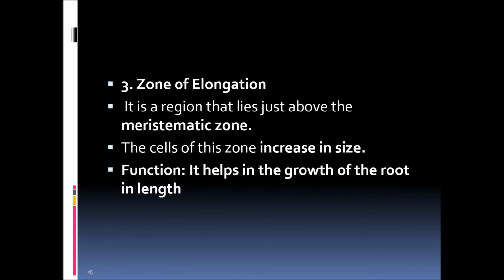The third region is the zone of elongation. This region lies above the meristematic zone, and the cells present in this zone help to increase the size of the root. The function of this region is to help grow the length of the root. So for longer roots to grow, this zone is very helpful.